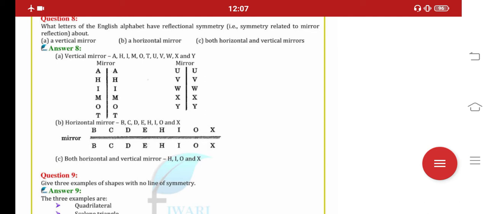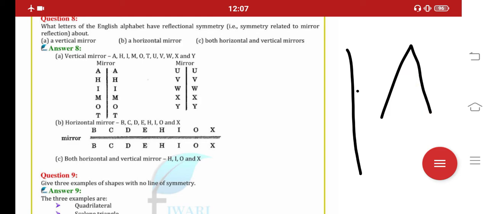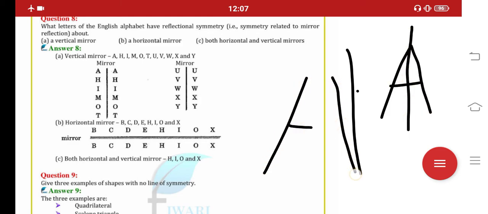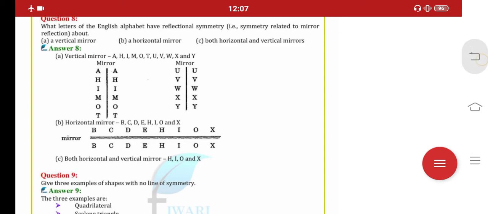Okay, vertical mirror means the shape which we can divide like this. Like see, the A shape is given, so we can divide it like this. First half is something like this and second half is something like this. So both are similar to each other, so we can divide it vertically. So what are the alphabetical letters? The first ones are A, H, I, M, O, T. We can divide them vertically.